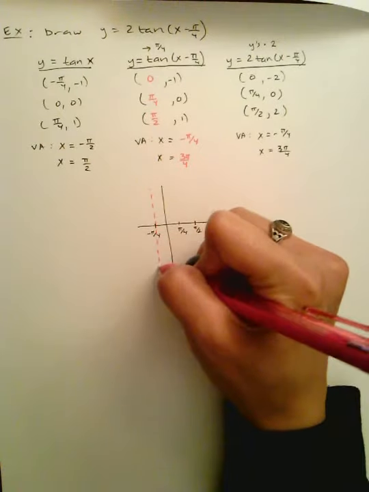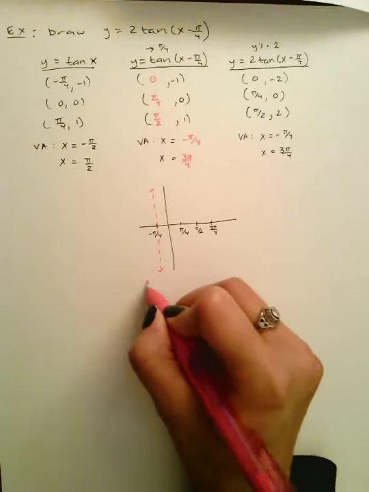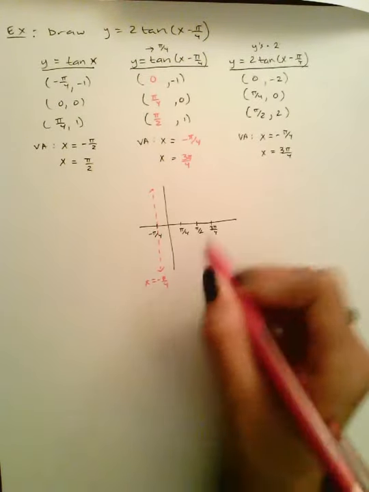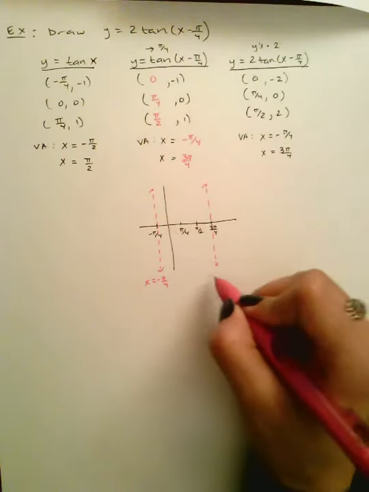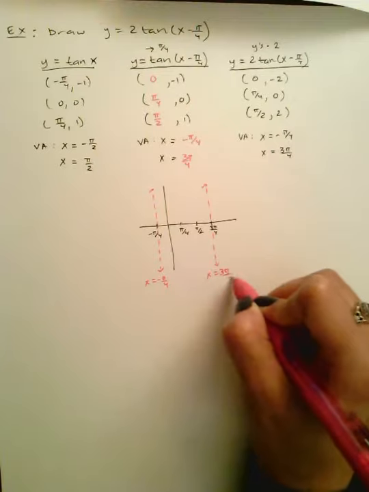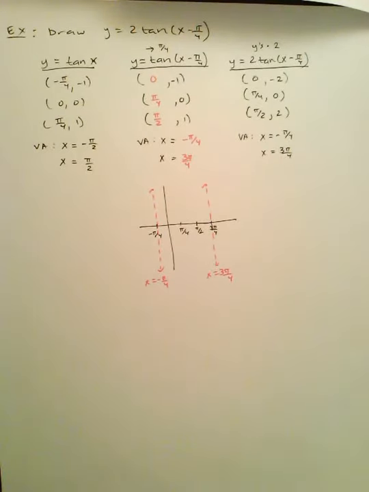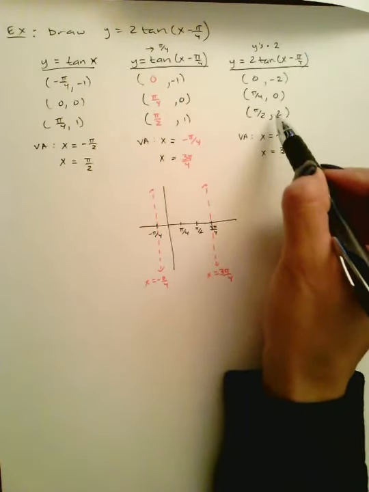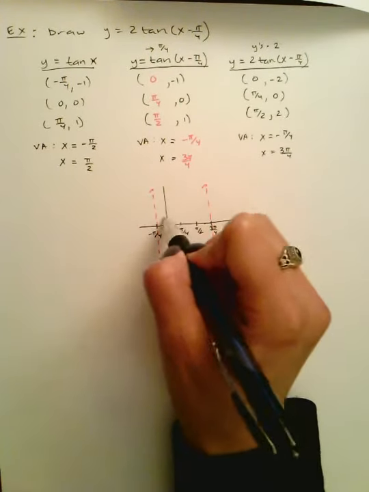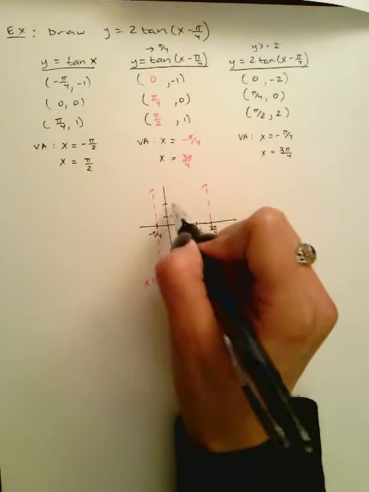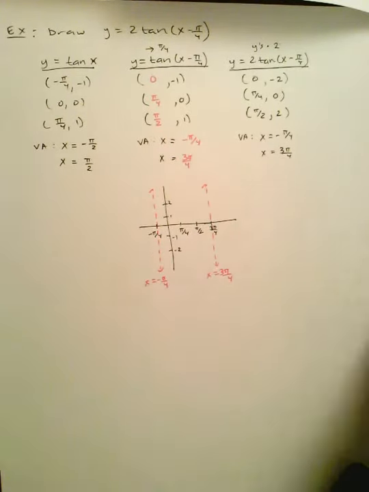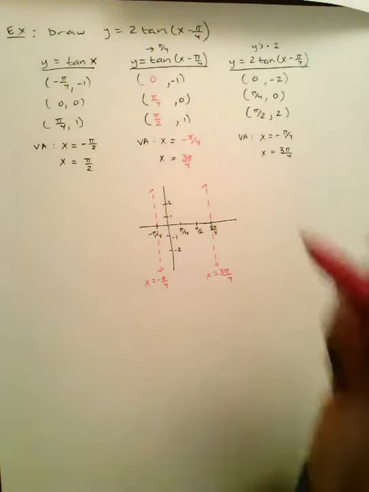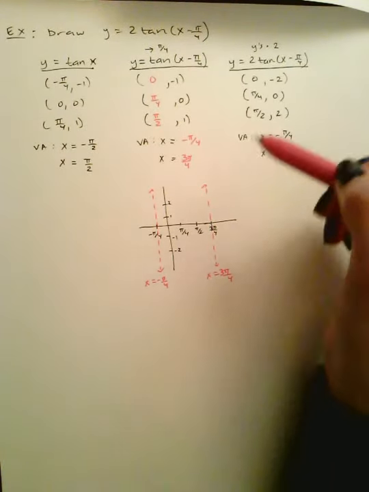That would be at negative pi over 4 and at 3 pi over 4. So my new points are going to go through 0, negative 2, and the highest point is going to be at 2 also. So let's go ahead and draw the y scale. So this is 1, 2, this is negative 1, this is negative 2. So again, there's a stretch going on the y-axis, or on the y values.